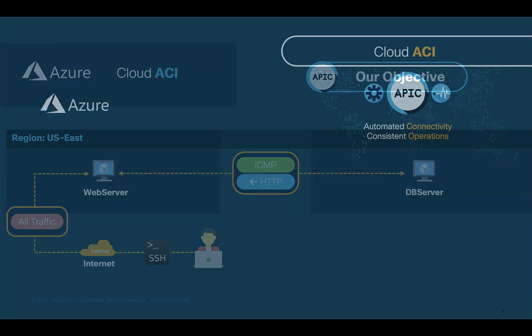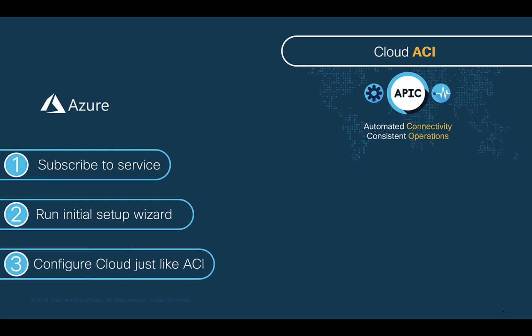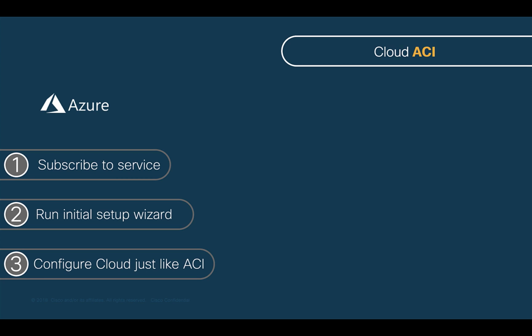We will take 3 main steps to achieve our goal using Cloud ACI on Azure. 1. We will subscribe to the Cloud APIC service. 2. We will run the initial setup wizard. And 3. We will configure the logical network just as we know it already. I will take you through all these steps to achieve connectivity. But before we get started with the configuration, there are some prerequisites we need to follow.